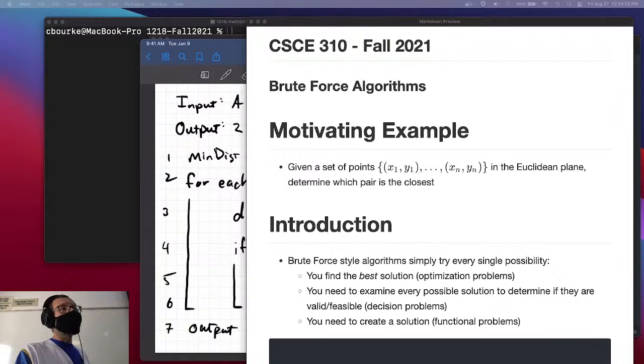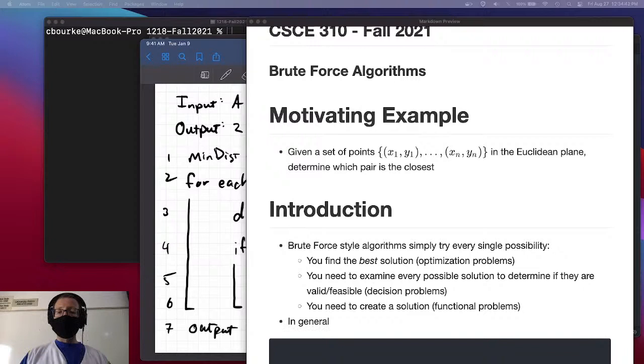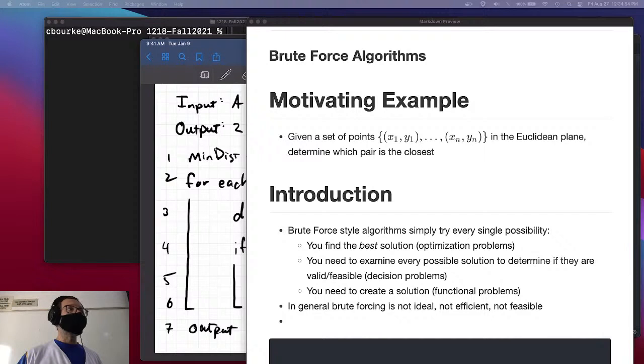In general, it's not a great solution, right? In general, brute forcing is not ideal. It is not efficient, it is not feasible. You won't get it within your lifetime, for example, if you try to find the closest pair of points in 100 million points with a Python program that we just wrote.